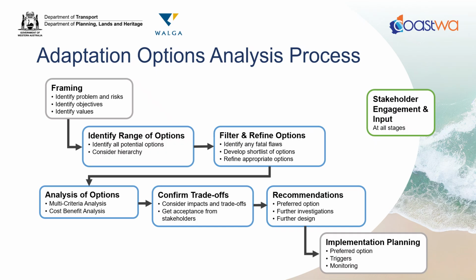We'd then look to filter and refine these options, so identify any fatal flaws, step through which of these options are really not appropriate, and then develop a bit of a smaller shortlist. We'd refine those options and then complete some analysis of them, so whether that's through multi-criteria analysis, or it could include cost-benefit analysis. We'd attempt to compare the options. We'd then confirm any impacts and trade-offs associated with those preferred options, get acceptance from stakeholders, and then step through recommendations and implementation planning. In each of these stages, we'd look to get stakeholder engagement and buy into the process and input through that entire process. So we're going to step through this in a little bit more detail throughout this presentation and module.